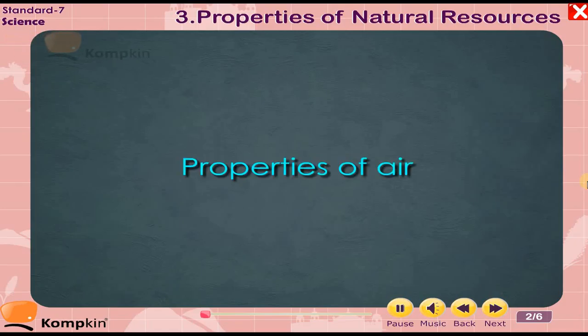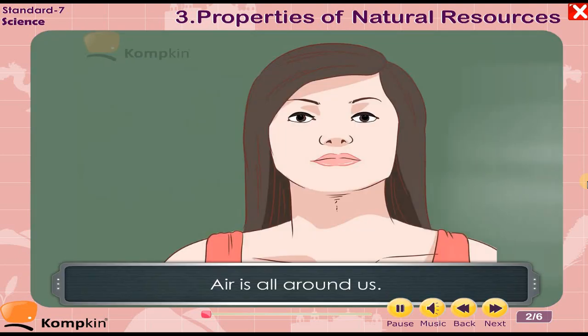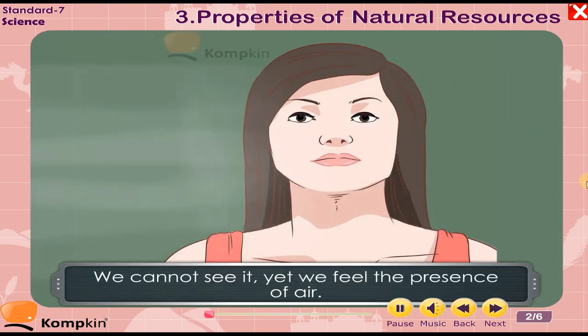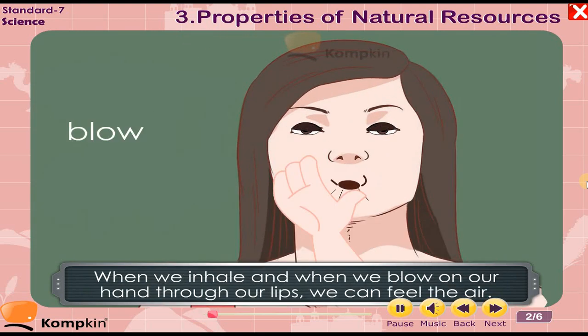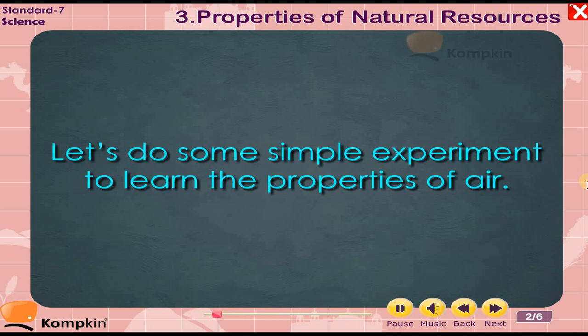Explanation. Properties of air. Air is all around us. We cannot see it, yet we feel the presence of air. When we inhale and when we blow on our hand through our lips, we can feel the air. Let's do some simple experiments to learn the properties of air.